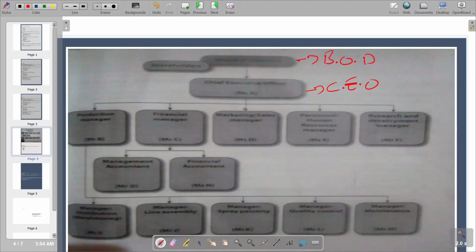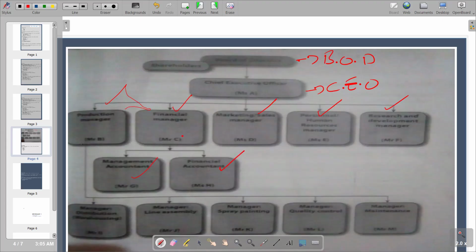So very important. Then from the CEO, we are going to have various departments, whereby we have got the production manager. And then next we have got the financial manager. Next, we have got the personnel or human resources manager. Then lastly, we have got the research and development manager. Then from the financial manager, we have two subsections emanating from the financial manager, whereby we have the management accountant on this part, and then we've got the financial accountant on this part.